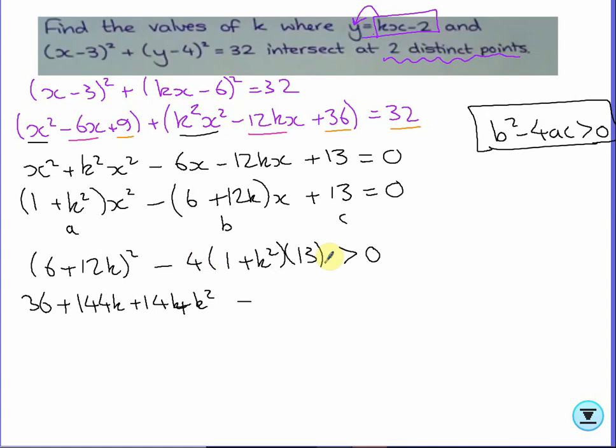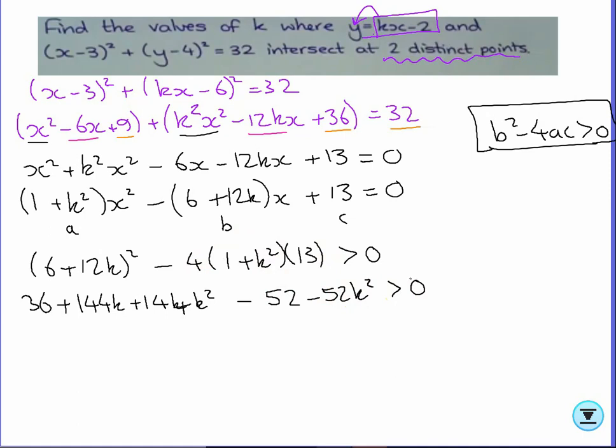Minus 4 lots of 13, so it's 52 lots of this. So minus 52 lots of 1, and we're going to minus 52 lots of k squared. And that is still going to be greater than 0. Okay. Right, so I'll just grab my calculator to do this a bit quicker.